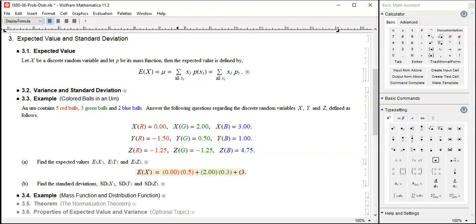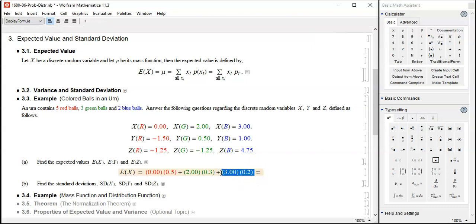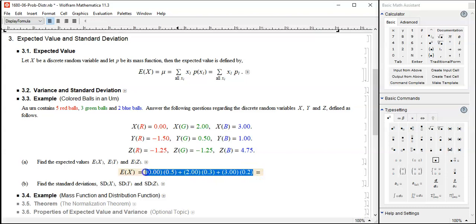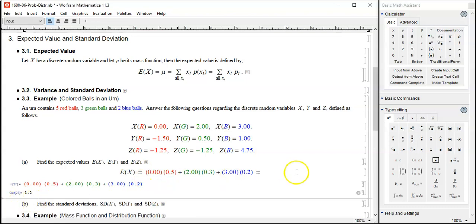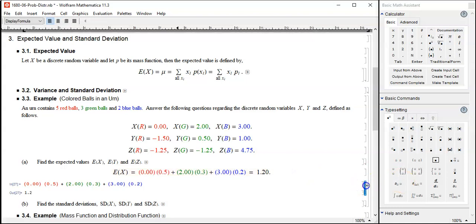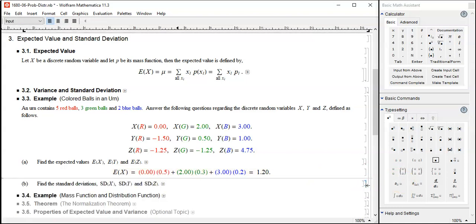Now blue. Payoff is $3 and the probability is 0.2 because there are 2 blue balls there. And then calculating all these, red, green, blue. Let's run it. 1.2. And that's the expected value. It's an easy computation.